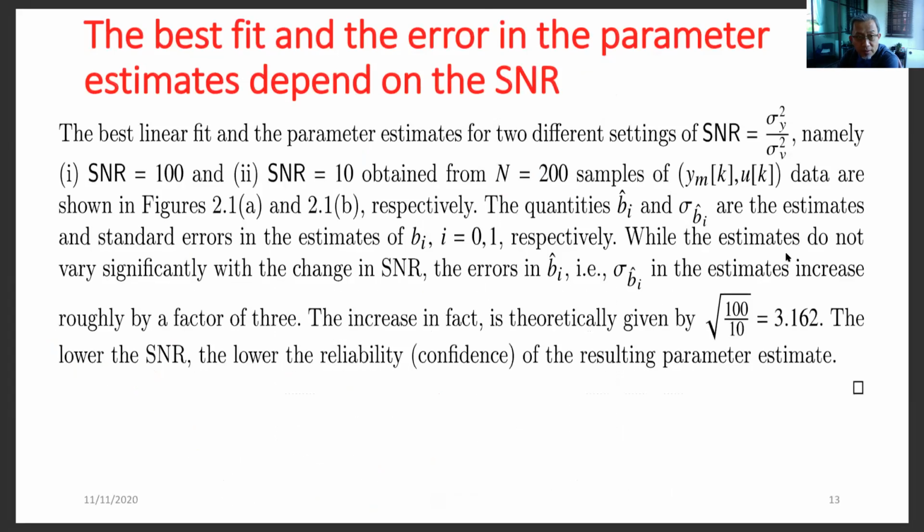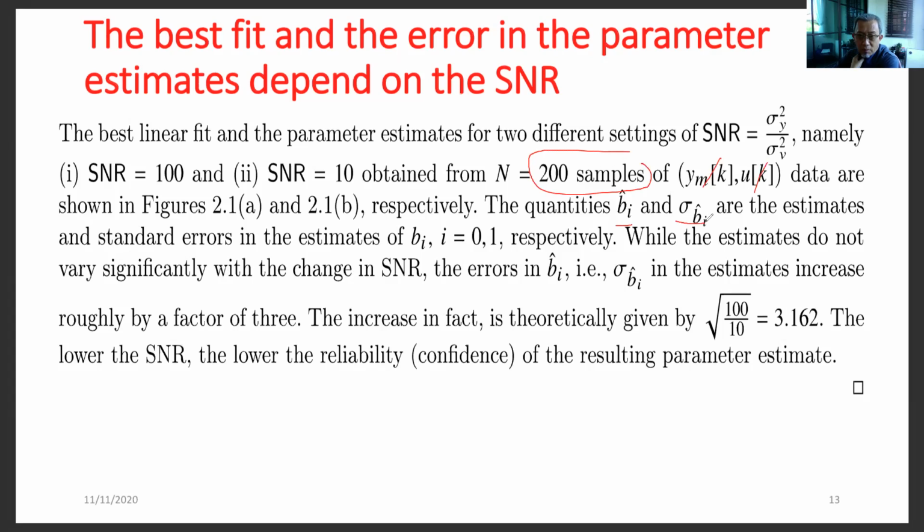So we can see the best linear fit and the parameter estimates for two different settings, SNR equal to sigma y squared divided by sigma v squared, namely SNR 100 and SNR 10, which we obtain from 200 samples of data. So we have 200 samples for the output and for the input. The data are shown in figures 2.1a and 2.1b. Then the quantities B1 hat and sigma are the estimates and the standard errors.